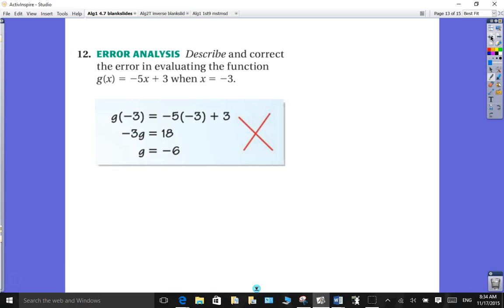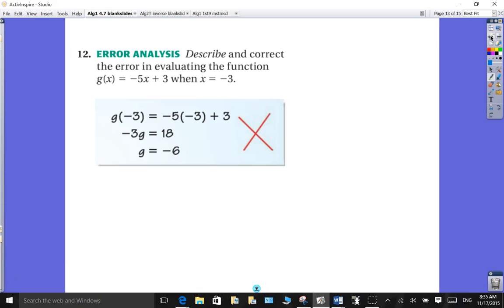Yeah, that's the mistake. It's the thing I've warned you about. Don't look at it like this is a multiplication. It's not. It's function notation. It's g of negative 3. So don't turn it into that. They should have just said this is 15 plus 3, 18, done. That was the answer. Okay.